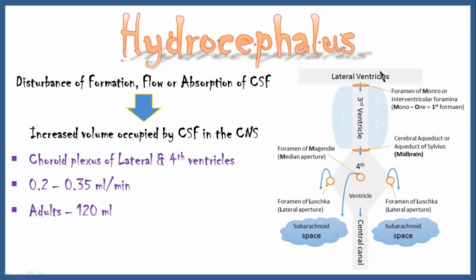CSF, produced in the lateral ventricle, drains into the third ventricle through the interventricular foramen. Third ventricle and the fourth ventricle are connected via the cerebral aqueduct, which is located in the midbrain. CSF in the third ventricle drains into the fourth ventricle and then into the subarachnoid space through the foramen of Luschka and foramen of Magendie. The most inferior part of the fourth ventricle continues downwards as the central canal of the spinal cord, which is also filled with CSF.